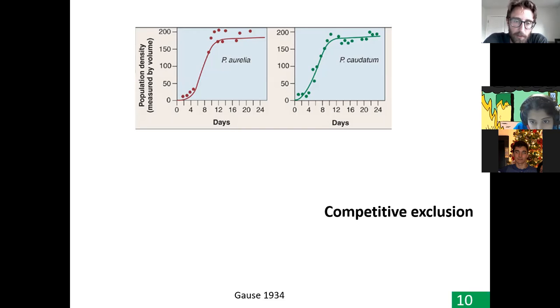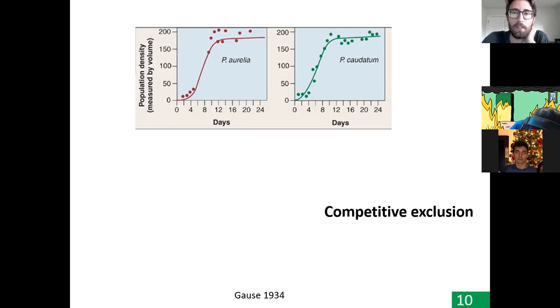Here I'm showing these experiments by Gause in the 1930s, really early work looking at competition of these two different ciliate protists in test tubes. Here I'm showing their growth rates when they're grown by themselves. He established some small populations of these Paramecium, gave them a limited amount of resources, and this is showing their growth over time.